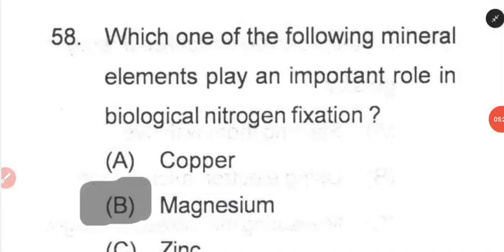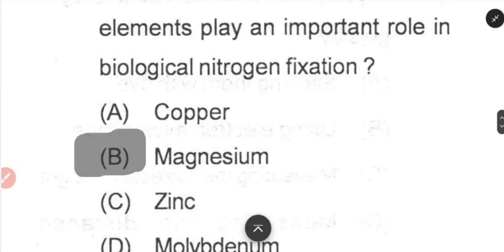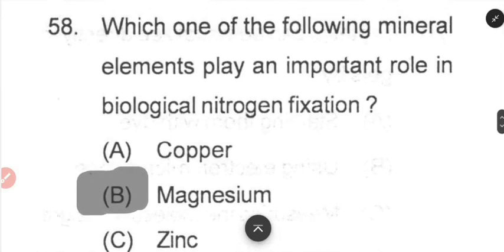Which one of the following mineral elements plays an important role in biological nitrogen fixation? Magnesium is the important mineral element which plays a role in biological nitrogen fixation.